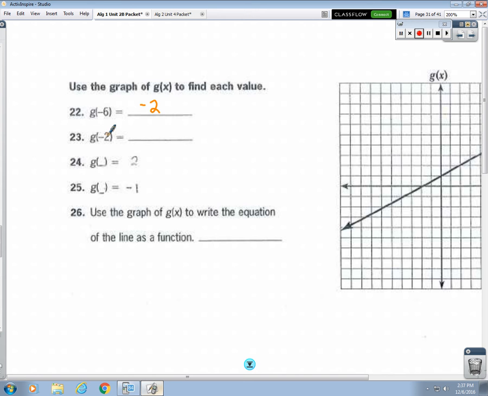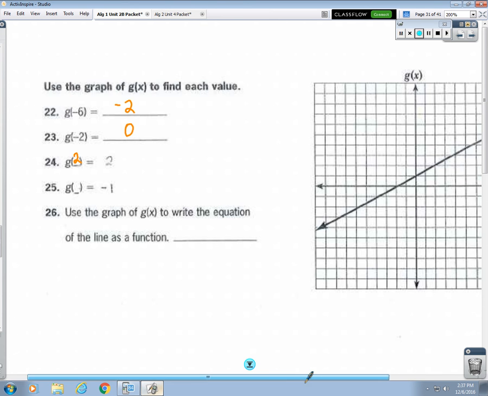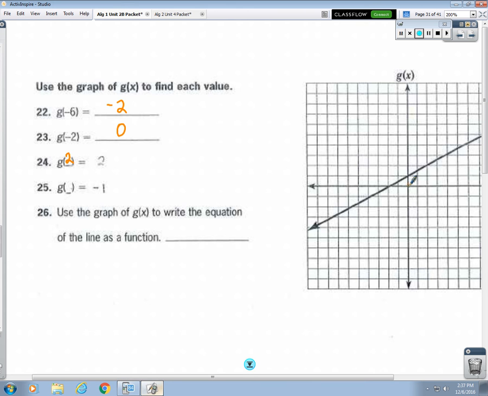Okay, for g of negative 2, that means the input, the x value is negative 2. Well, when I go to negative 2 on the x, where do I have to go? Nowhere. It's at 0. g of x equals 2 means on the y-axis go to 2, and then to get to that line, I have to go right 2, correct? And then g of x equals negative 1 means on the y-axis go down 1. To get to the line, I must go left 1, 2, 3, 4, so negative 4.